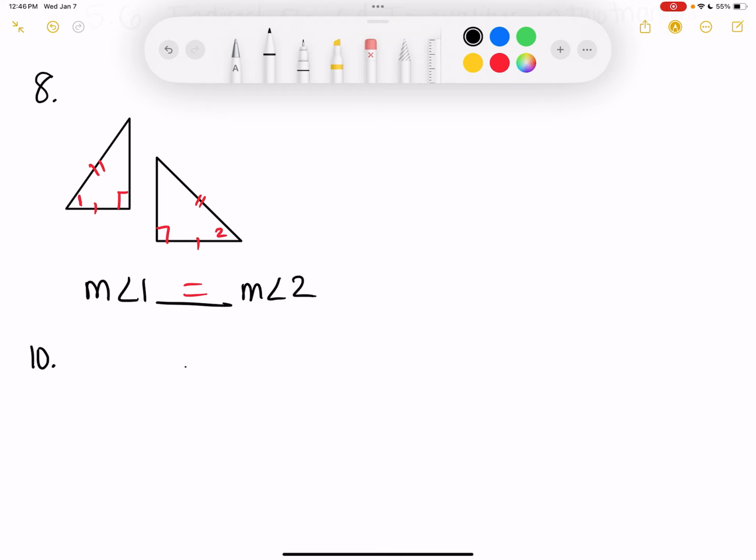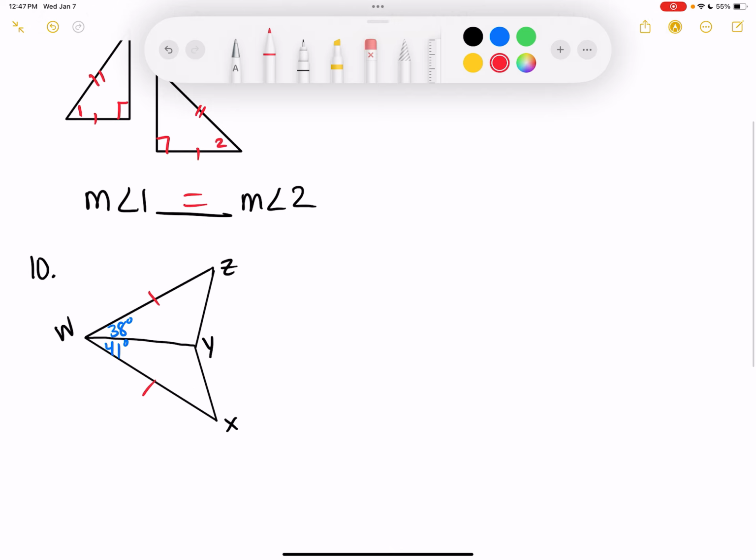10. All right, so this one, they give us two triangles that are touching, and so then the question is XY is equal to, greater than, or less than ZY.